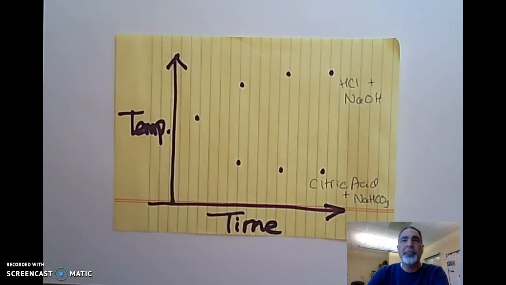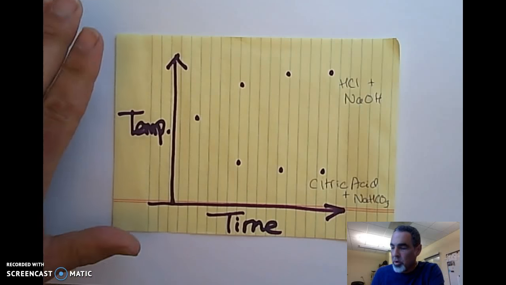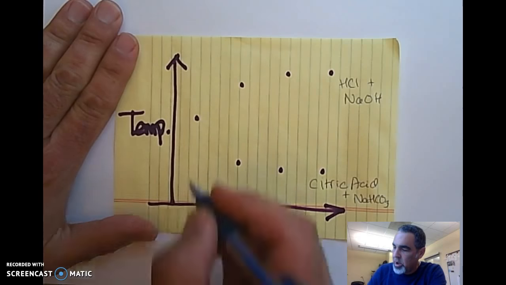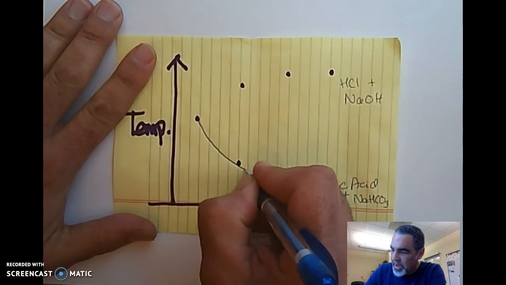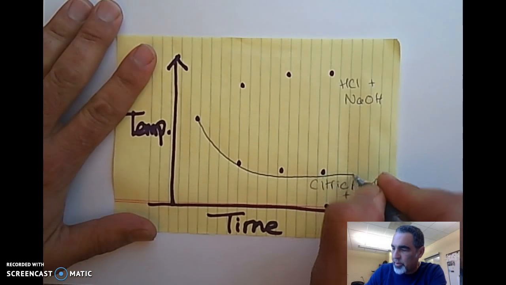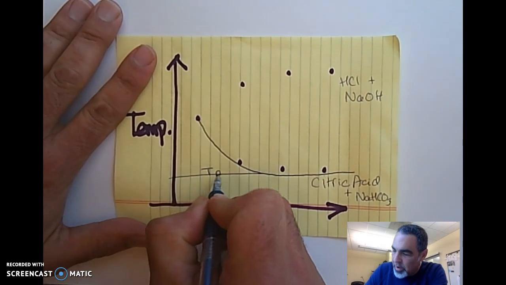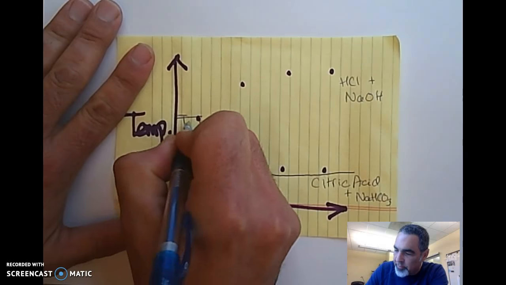Hey everyone, just following up from lab today with a couple of things to go over: some calculations, some hints, and some tricks. We did two chemical reactions and monitored the temperature within a coffee cup calorimeter. The first one was citric acid and sodium bicarbonate, or baking soda. Our final temperature was actually lower than our initial temperature, if you can recall.